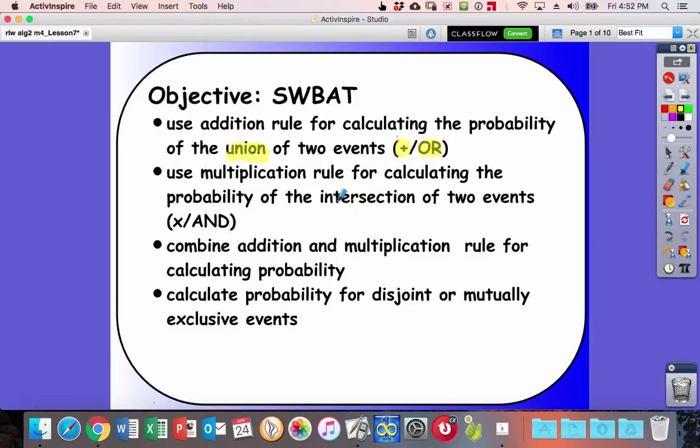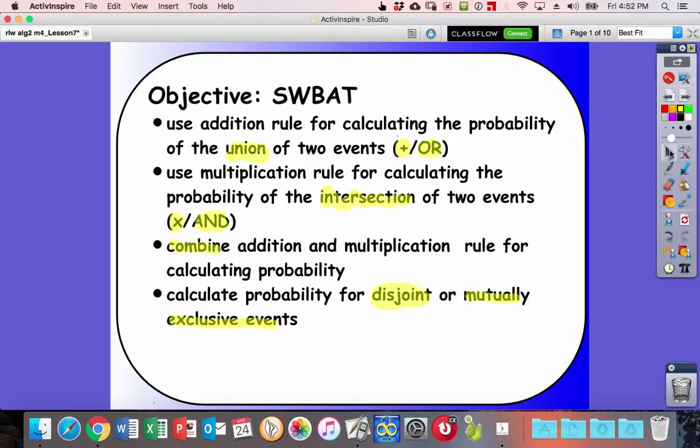When you're talking about an and statement, both things have to be true. It's the intersection of two events, and we're going to use the multiplication rule. And then also, we can combine the addition and the multiplication rule for calculating probability. And then they're going to talk about calculating probability for disjoint, which I have never heard of. It's a new word for me. I always use mutually exclusive events. Okay, so let's get started.